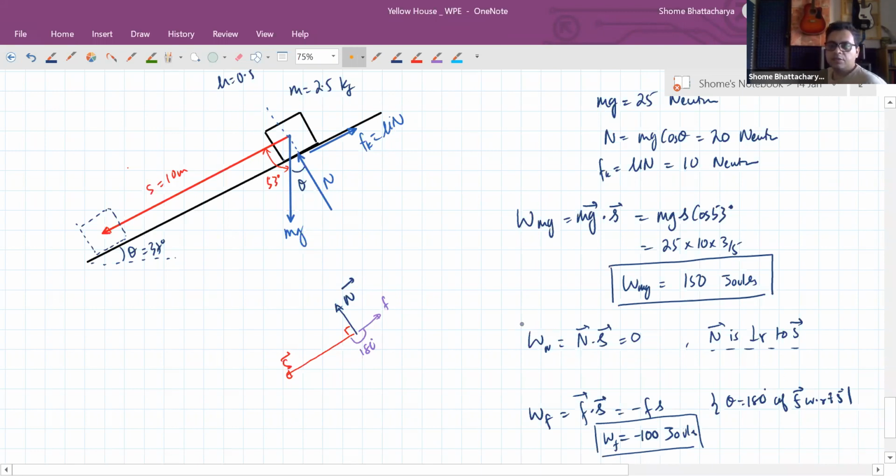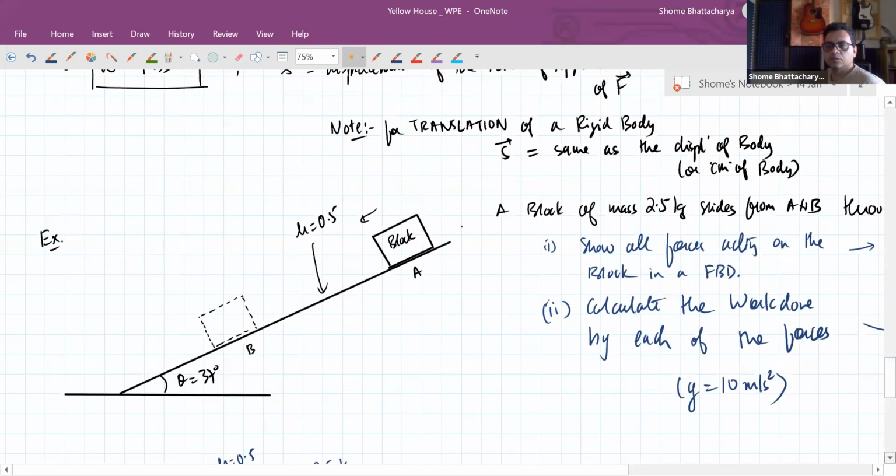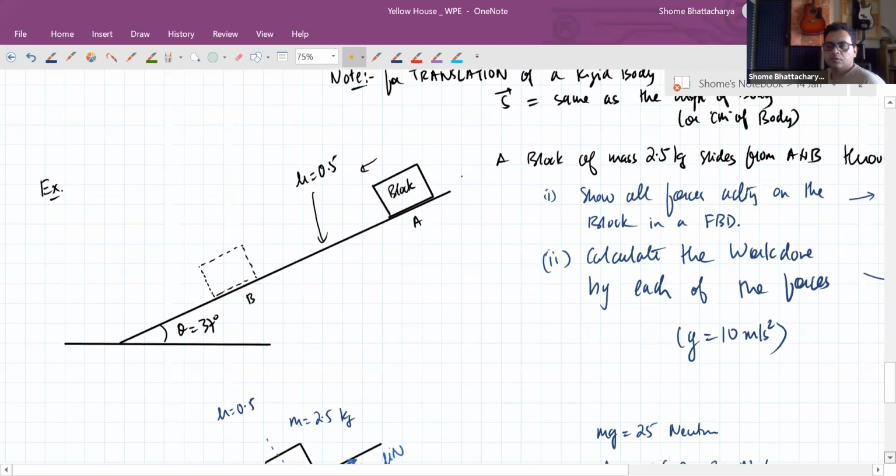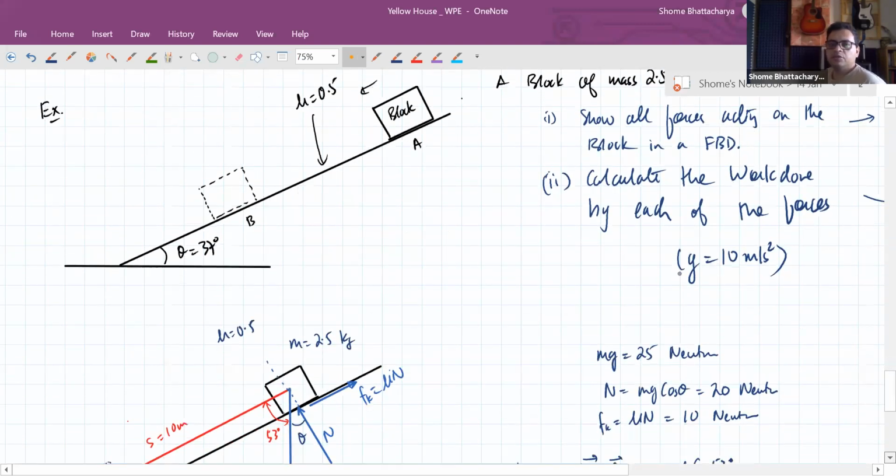Okay, so hope the calculation is clear to all of you. Work done by normal reaction is zero. Work done by friction is negative of 100 joules, and the work done by mg is positive of 150 joules. Okay. So this is how we calculate the work done by constant forces.